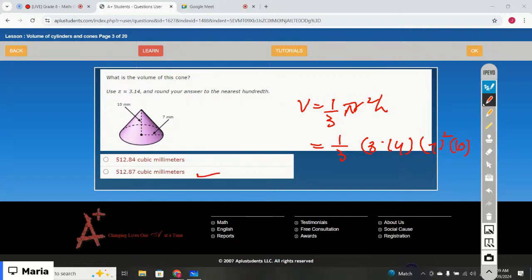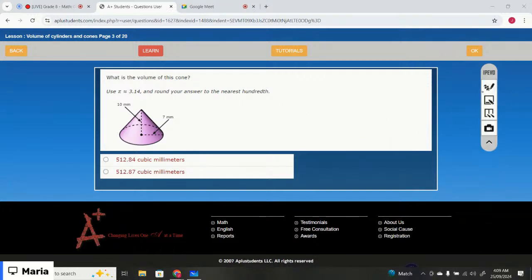Option number 2 is the correct option, that is 512.87.